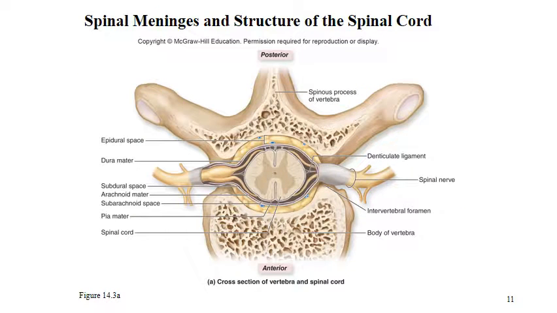So we can see that here in our picture. Going ahead and looking a little bit closer, if we start off with our pia mater here, right next to the spinal cord. And then we can go ahead and see the subarachnoid space and the arachnoid mater above that. And then, of course, that subdural space that's between the arachnoid mater and the dura mater. And then the epidural space filled with that adipose and blood vessels and areolar connective tissue, called the epidural space.